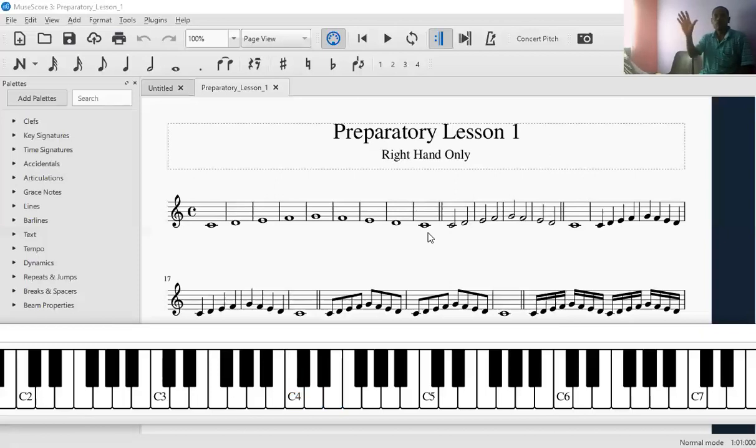Take note, when you are playing with your right hand, the thumb is finger number 1. Then the forefinger is finger number 2, finger number 3, number 4, and then the little finger is finger number 5. So we have 1, 2, 3, 4, 5. So I'm using finger number 1 to play C, finger number 2 to play D, finger number 3 to play E, finger number 4 to play F, finger number 5 to play G, and then back.